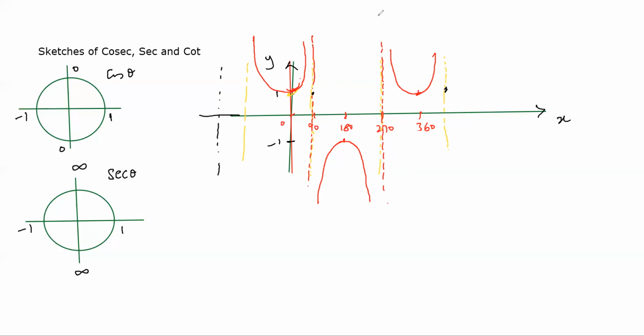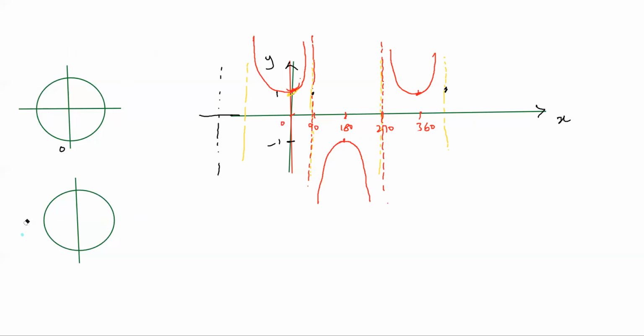And next, you can see the graph for the cotangent. I'll have to erase all of this again. So for tan, you will have lines like this.